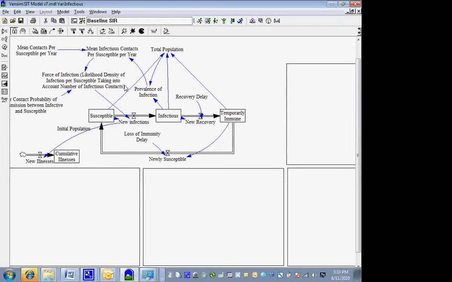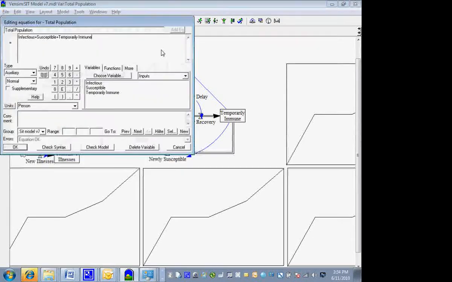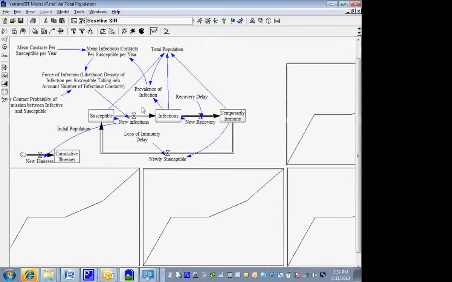And then we have some things, like up here, this is the total population. It's the sum of this guy and this guy and this guy. We have other things like prevalence of infection. These guys are what are called auxiliary variables. And this will be a little bit of a glimpse of what's coming up, and perhaps even of your futures. As you click on, I got into this equation mode, and I clicked on total population. This is just the sum of infectious plus susceptible plus temporarily immune. Okay? So that's what's called an auxiliary variable. It's just some combination of these other things.